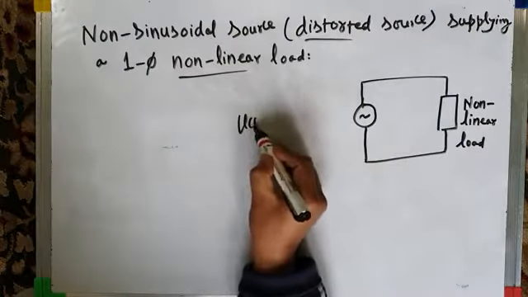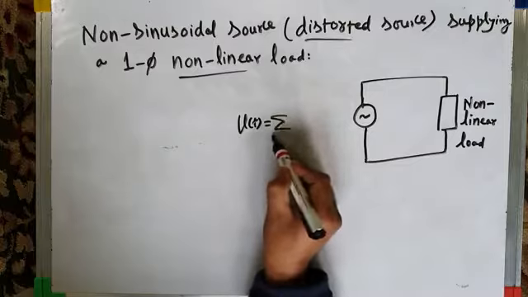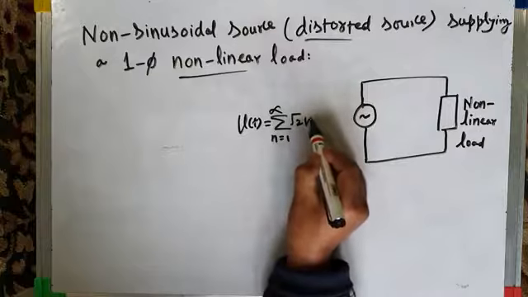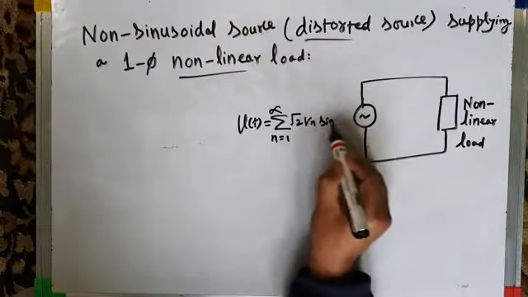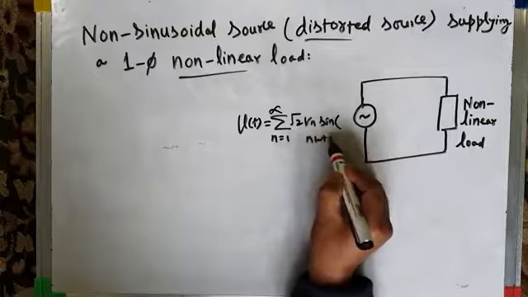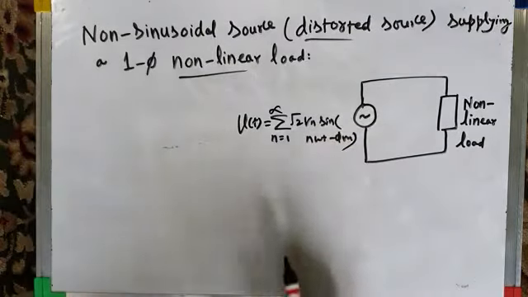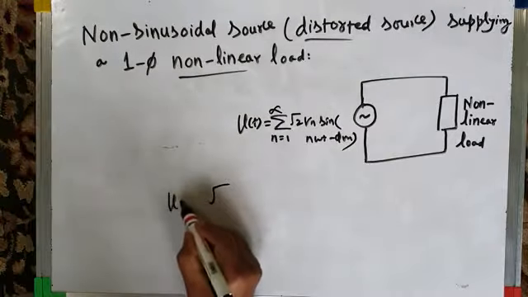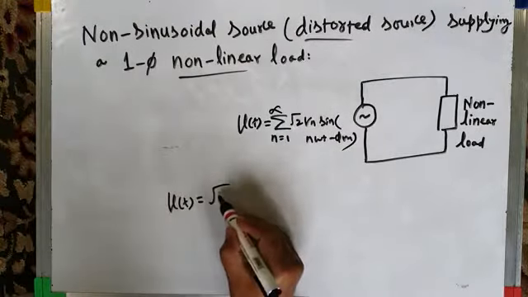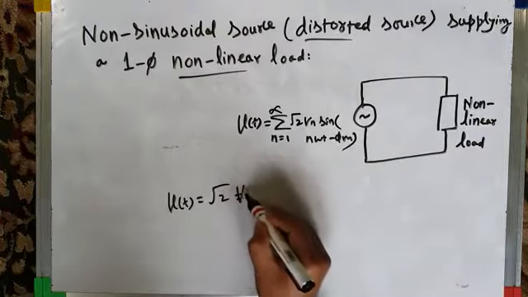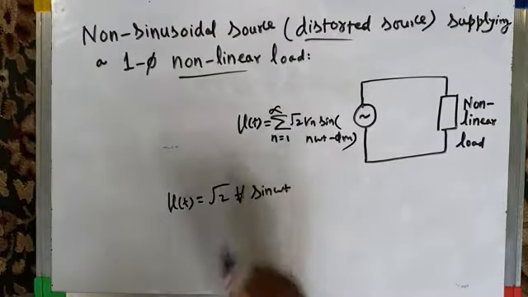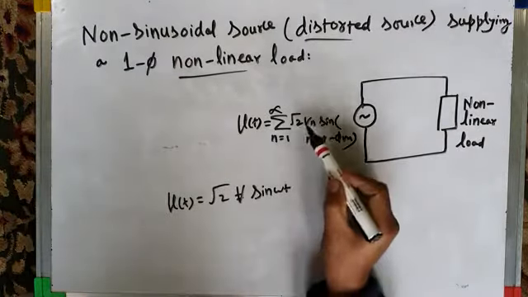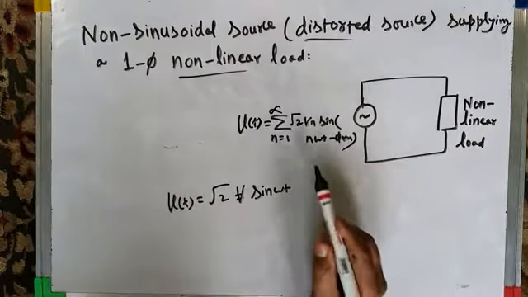The source voltage vt is given by the summation n equal to 1 to infinity of root 2 Vn sine(n omega t minus phi Vn). Now, it is not root 2 V. For a sinusoidal source, if you remember, we had written source voltage equal to root 2 V sine omega t. That's it, only the fundamental component. But since your source itself is distorted, in addition to the fundamental component, it will have various harmonic components.